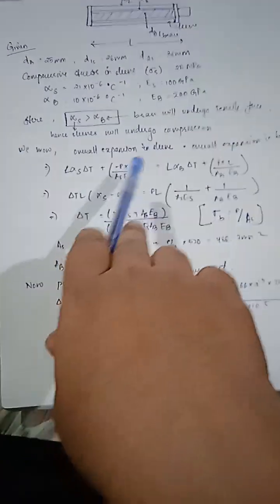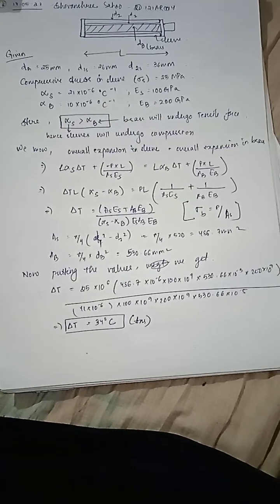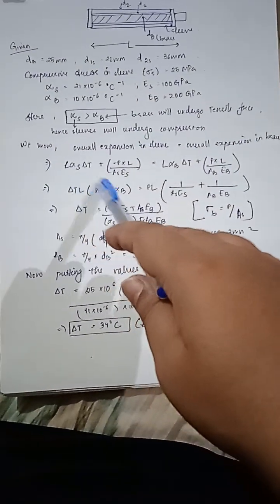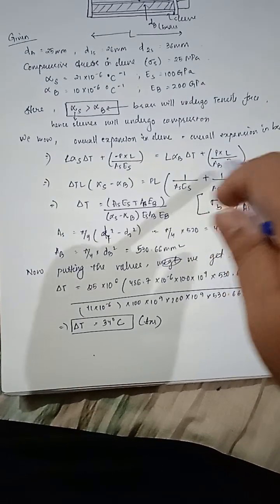So alpha S is greater than alpha B, so brass will undergo tensile force and sleeves will undergo compression. So overall expansion in sleeve is equal to overall expansion in brass. So L alpha S delta T plus minus PL by ACS is equal to L alpha B delta T plus P into L by ABEB.